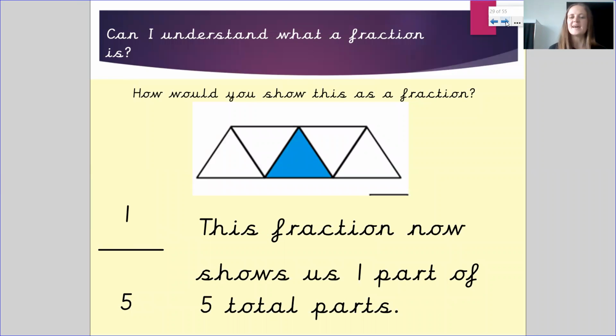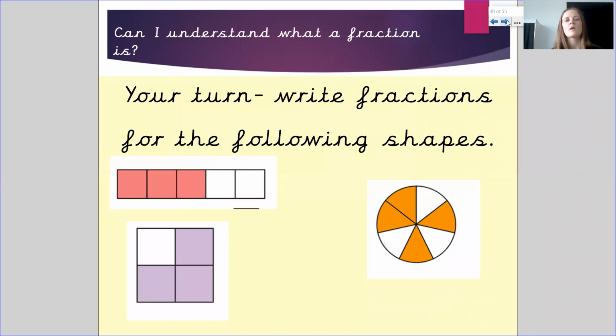So my fraction is now 1/5, and this shows us I have shaded in one part of 5 parts. So one part out of the 5 is colored in, 1/5 of it is colored in. Right, now it's your turn. Write down the fractions for the following shapes.